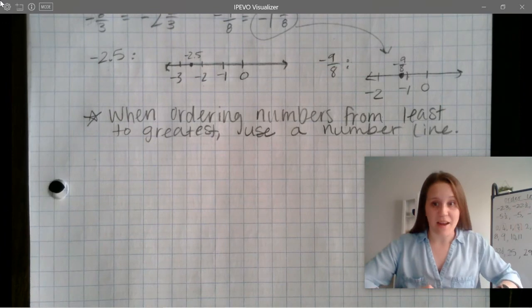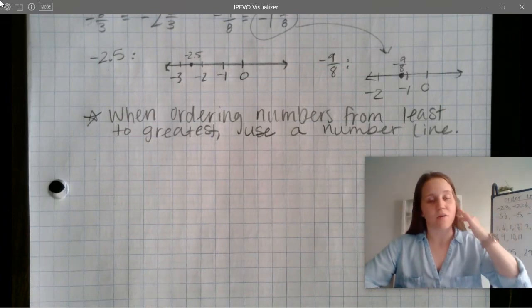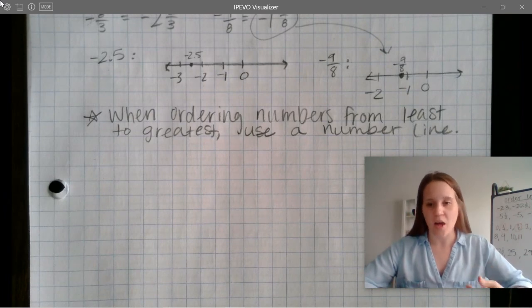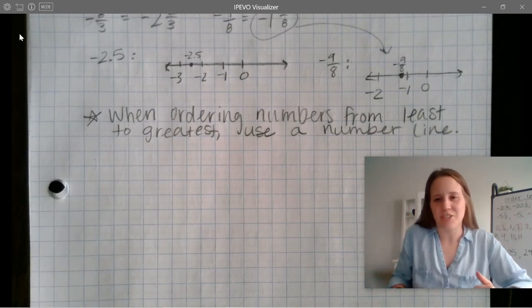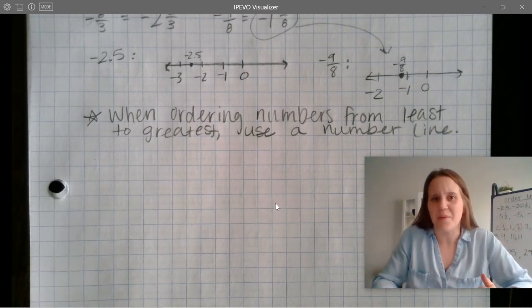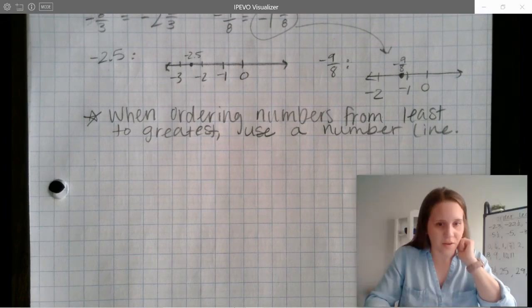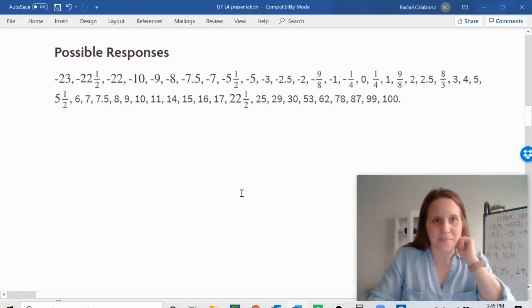I cannot tell you enough how you're going to use number lines so much in the rest of 6th grade and so much in 7th grade to help you answer these kinds of questions and start to do more complex operations with these sorts of numbers. Really exciting. Okay, folks, let's move on.